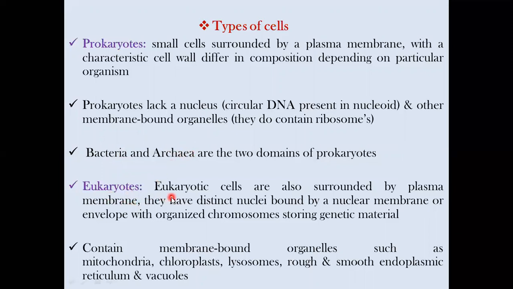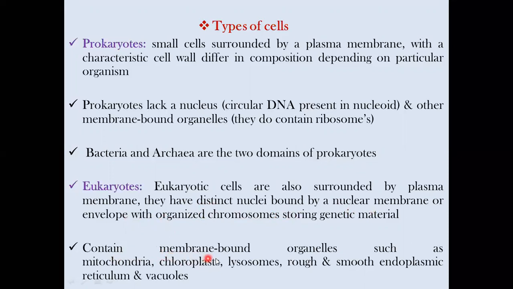Next one is eukaryotes. Eukaryotic cells are also surrounded by a plasma membrane. They have distinct nuclei, or a true nucleus bounded by a nuclear membrane, enveloped with organized chromosomes storing genetic material. So the basic difference between prokaryotes and eukaryotes is that prokaryotes lack a true nucleus, which means the nuclear membrane is absent, and eukaryotes contain a true nucleus which has a nuclear membrane, and inside the nuclear membrane, chromosomes are present which store the genetic material.